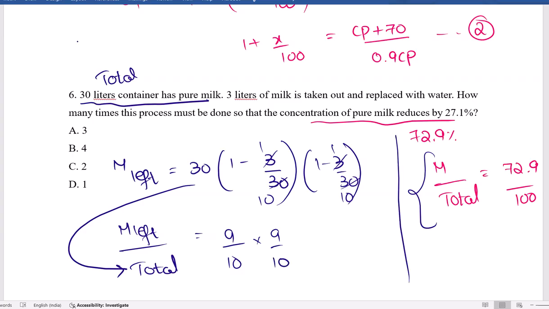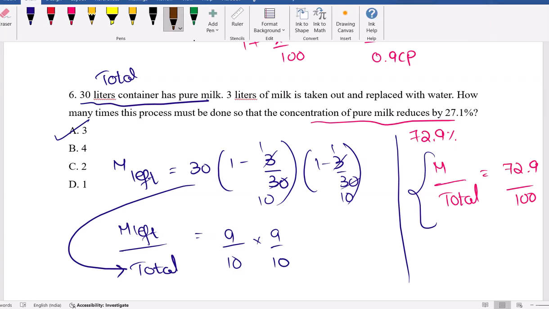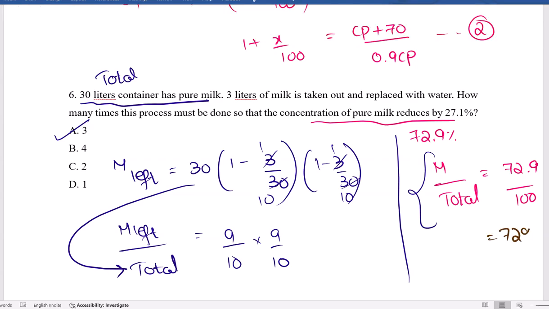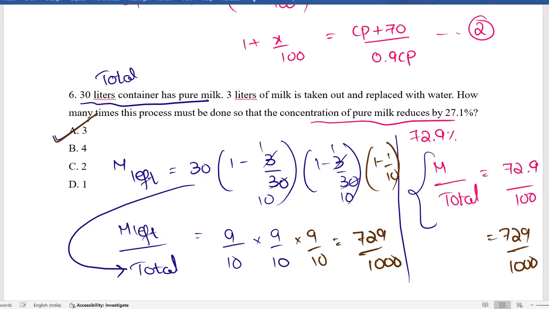So one more time you have to do, total 3 times, because you want 72.9 or 729 divided by 1000. So one more time if you apply, then you get 9 by 10 cubed, which is 729 divided by 1000. You have to do it 3 times. Initially 30, you are removing 3 out of 30 each time. Total, sir, why divided by 30? Total is 30. From 30 liters, always you are removing 3 parts.